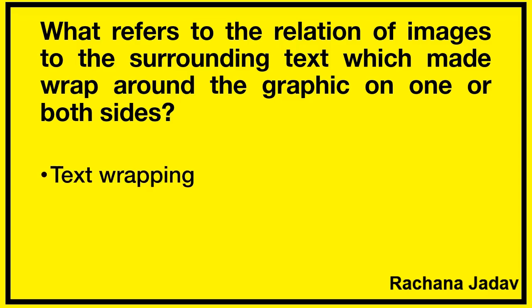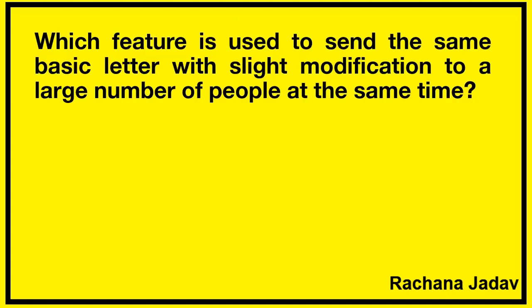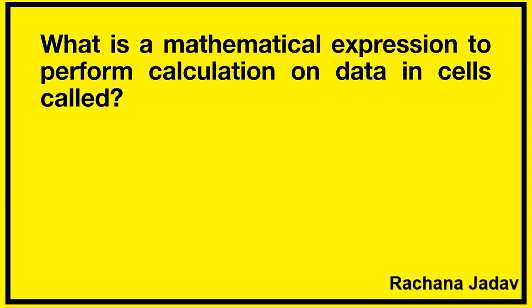You must know that when you insert an image, at that time you will see a Format tab come in front of you at the last, and in that we are having the text wrapping option, in line with text, right? There are many options, so you can select that option for the image, right? Next, which feature is used to send the same basic letter with slight modification, meaning after making some changes, to a large number of people at the same time? Again, mail merge, right?